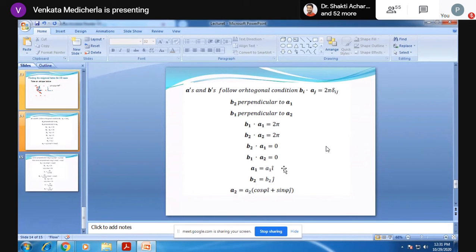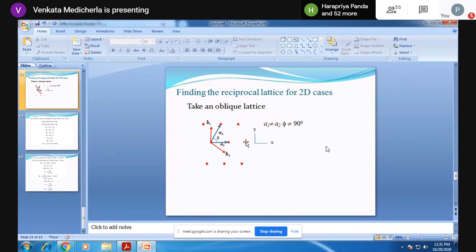Then similarly, if you want to write B2, how will you get B2? What will happen is when you have the vectors A1 and A2, you rotate whichever vector is down, that you rotate it up by 90 degree. A1 you rotate by 90 degree. That you will get B1. Similarly, A2 you rotate by 90 degree in the opposite direction. That you will get B2. That's the way it works actually.